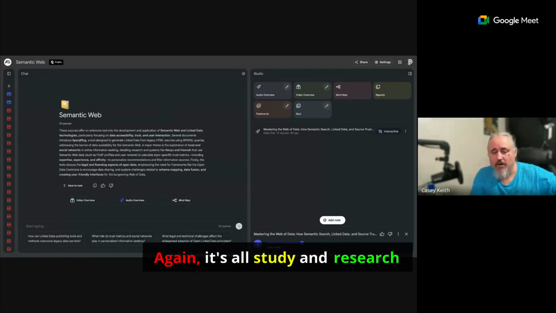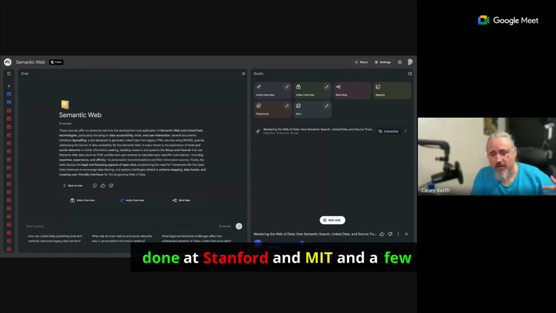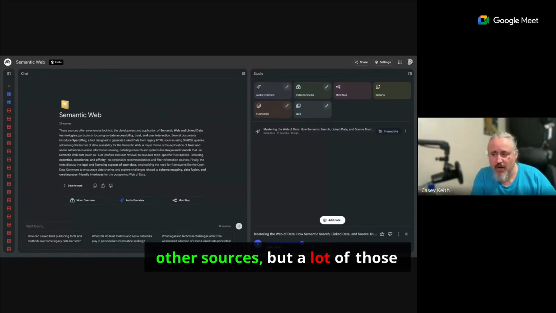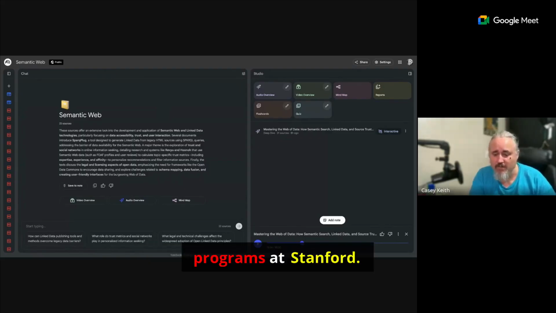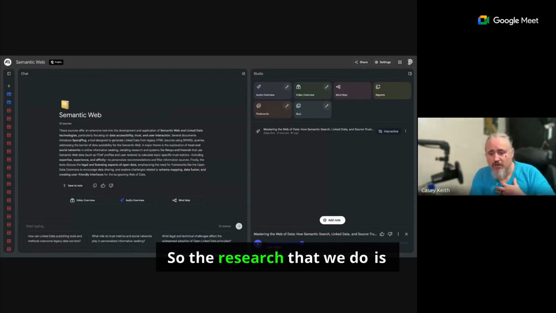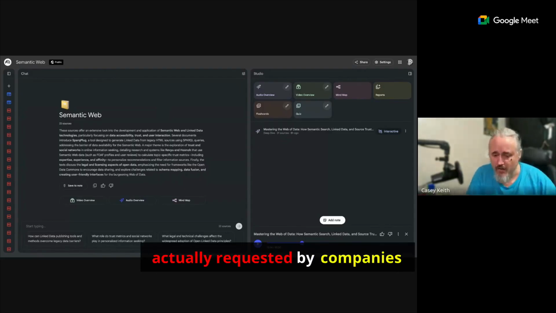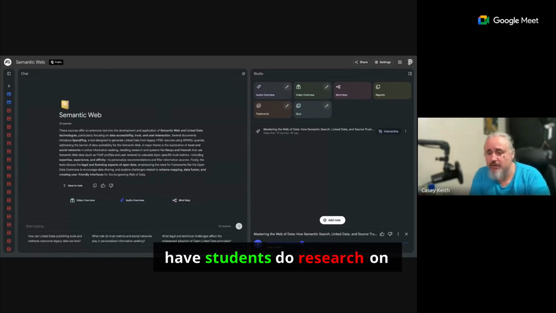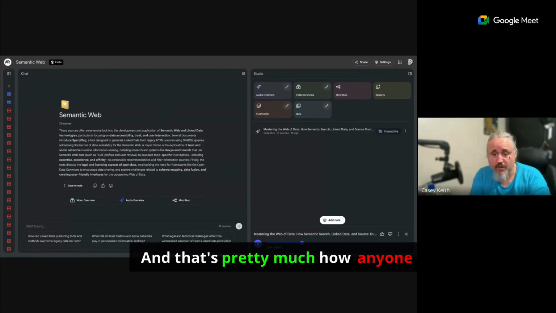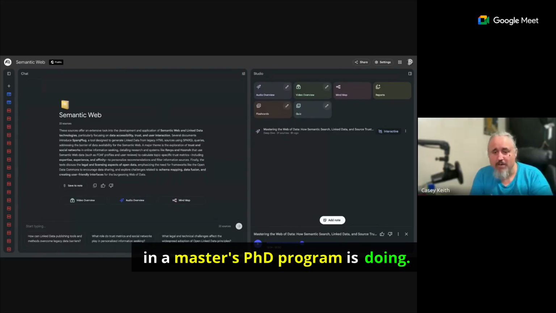So again, it's all study and research done at Stanford and MIT and a few other sources, because Google itself is a funder of programs at Stanford. So the research that we do is actually requested by companies like Google. They actually pay the universities to have students do research on things. And that's pretty much how anyone in a master's or PhD program works.